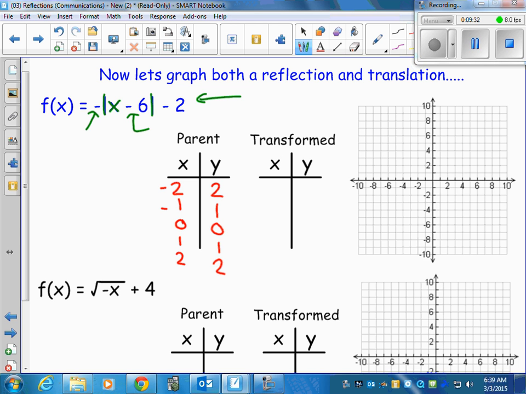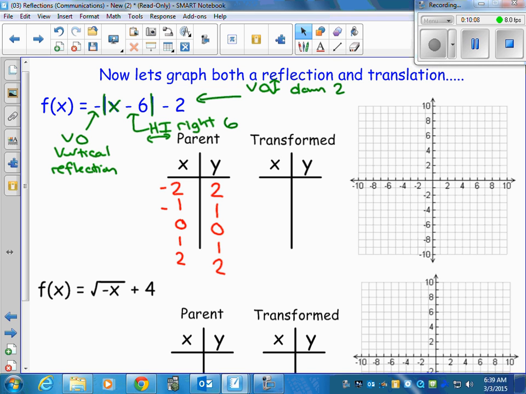Our 3 operations, we have a negative on the outside. Outsides are vertical. So we have a vertical reflection. A -6 on the inside. Insides are horizontal. The head shake rule tells us we don't trust what we see. So this minus is actually going to move the graph right 6. And then we have a -2 on the outside. Outsides are vertical. Verticals we trust, so this graph is going to move down 2.